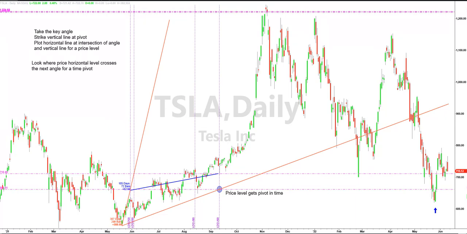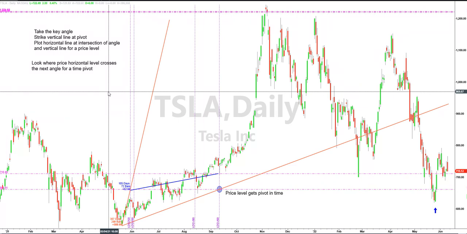So I'm going to take two of the three basic angles, which are plotted with the orange trend lines on the screen. You can see that our largest angle is plotted here and our middle angle is plotted here. Then what I do, I've written the instructions down in the upper left on these two notes up here. Take the key angle, strike a vertical line at a pivot point, plot a horizontal line at the intersection of the vertical line and our phi angle, and that will give you a price level.